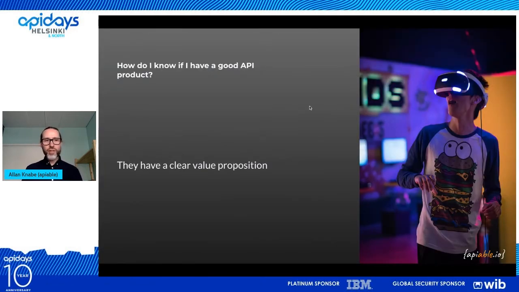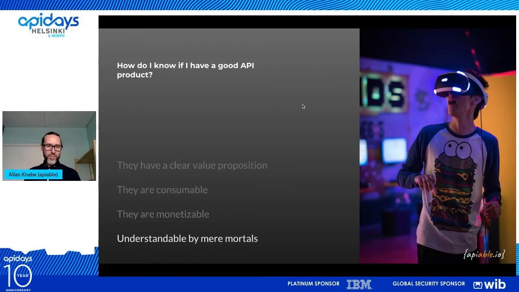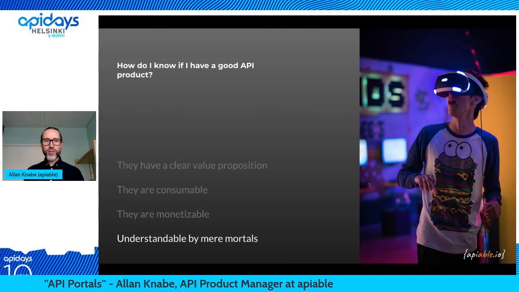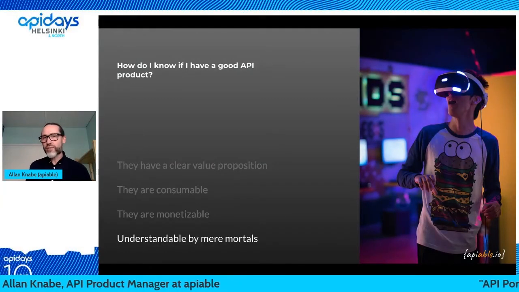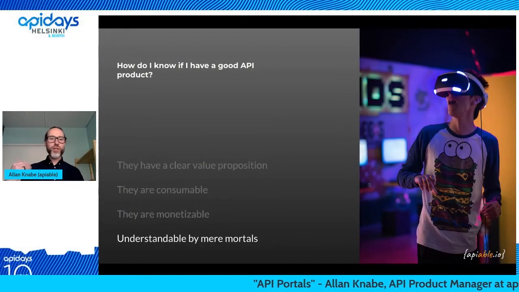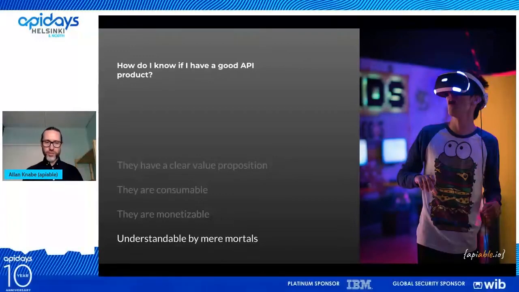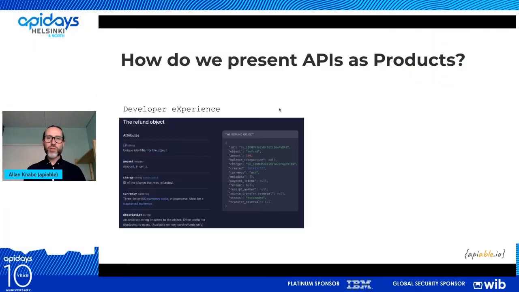And how do you know if you have a good API product? Well, clear value propositions, they're consumable, can't say that too many times, monetizable, or they're for strategic lock-in, as we mentioned before, and understandable by mere mortals, right? So not too heavy on the dev talk. The developer is an important person in this. On your API portal, you've got to have developers come who quickly understand, but that's a different user journey. Mere mortals, business people, especially decision makers, need to understand what you're talking about.